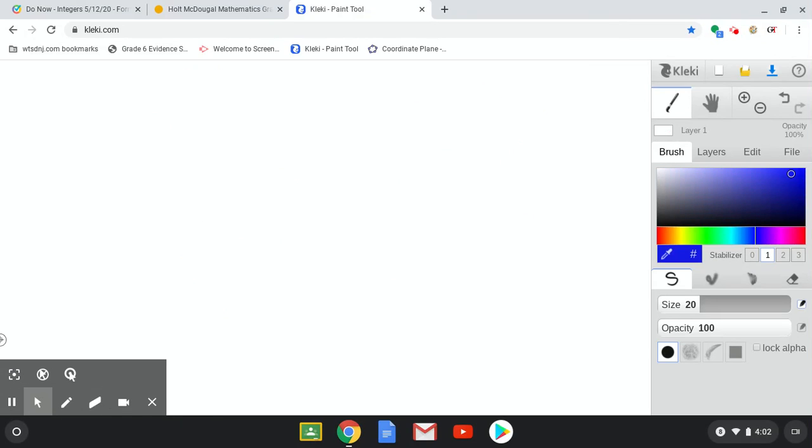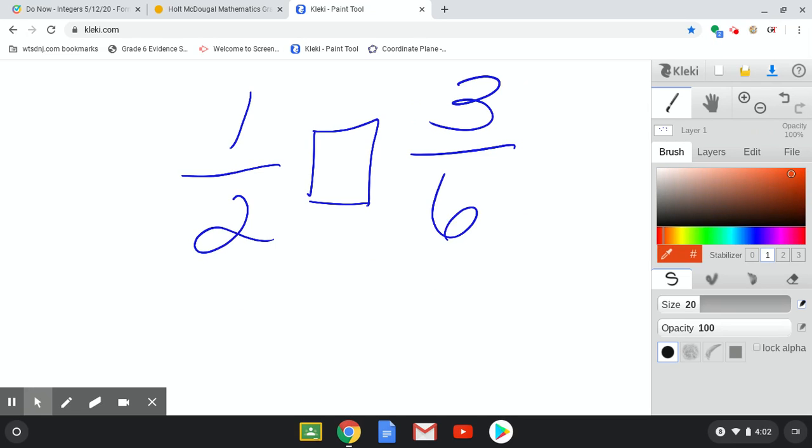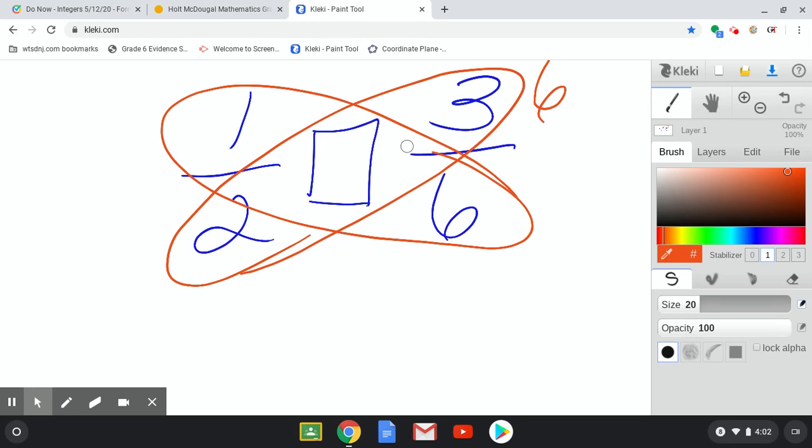Okay, let's try one more. If we had 1/2 and we were comparing that to 3/6, we are going to cross multiply. 2 times 3 gives me 6. 6 times 1 gives me 6. This tells me that 1/2 is equal to 3/6. All right, so that's pretty simple.